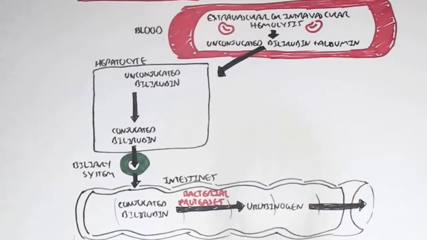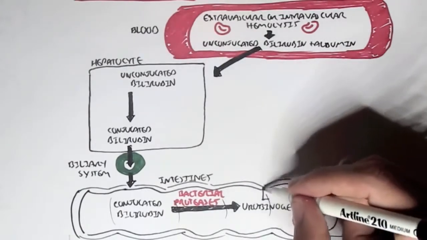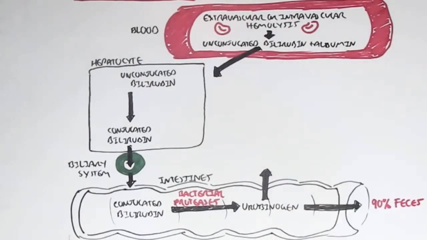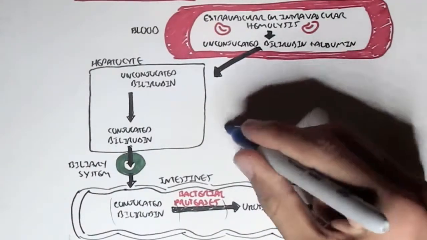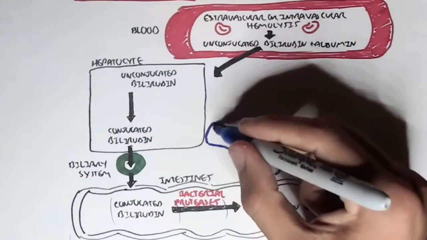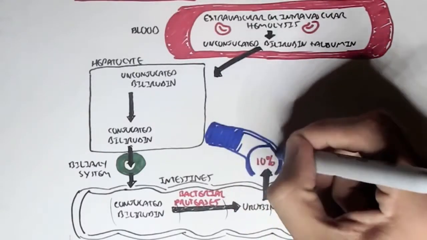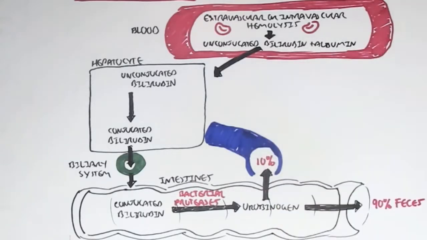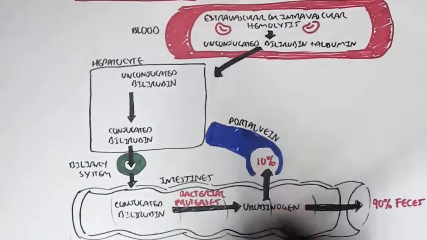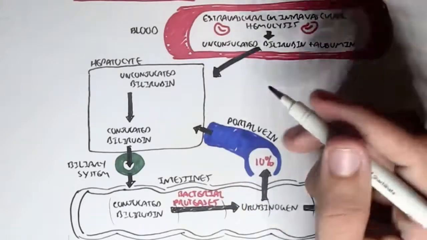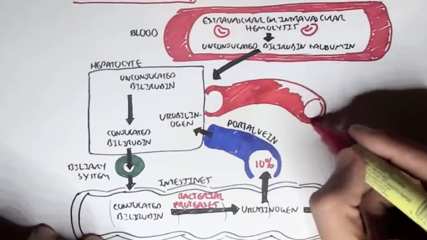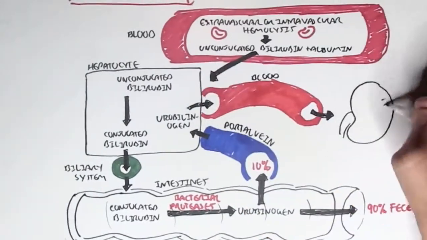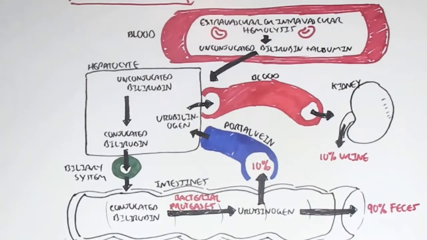And about 90% of the urobilinogen will actually be excreted as feces. So 90% of the bile pigments will be excreted as feces, this urobilinogen. So what happened to the other 10%? Well, the other 10% will be reabsorbed through the portal vein, where it will then enter back into the liver, if you know what the portal vein is. So this urobilinogen will then be in the liver and will then travel back into the bloodstream towards the kidneys, where this 10% of urobilinogen will be excreted as urine.